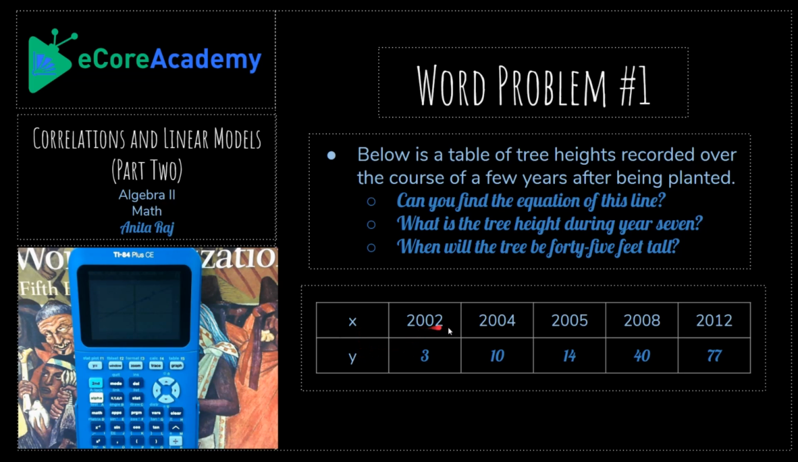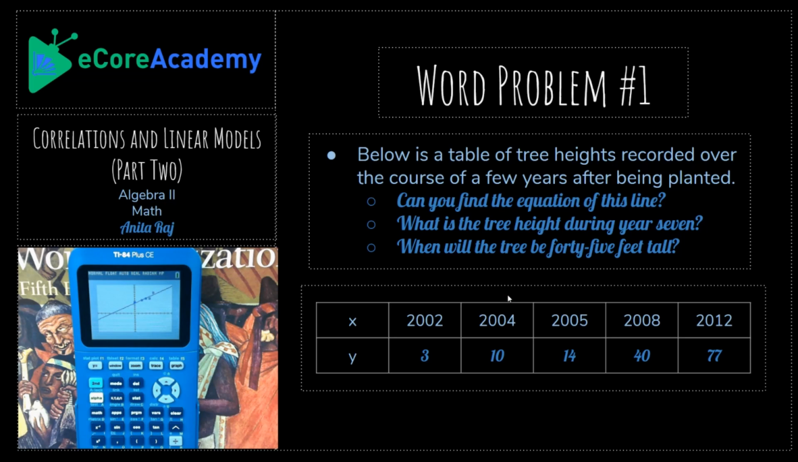So your years are 2002, 2004, 2005, 2008, and 2012, and your corresponding heights are 3 feet, 10 feet, 14 feet, 40 feet, and 77 feet. So you want to find the equation of this line. If you notice, this graph does not form a perfect linear equation from the table that we've given you.